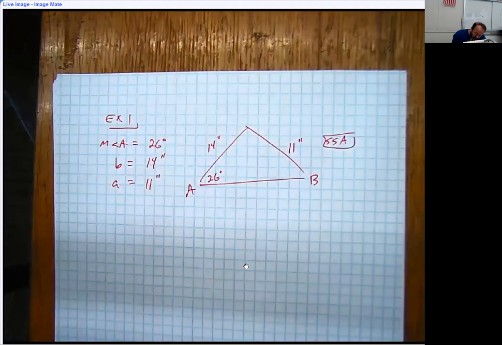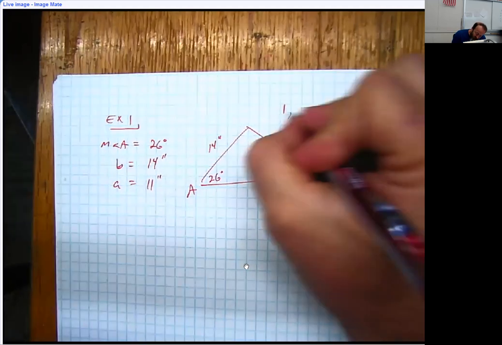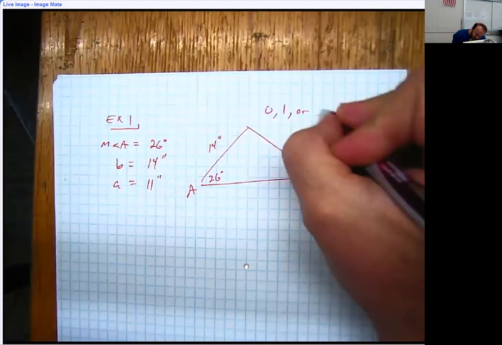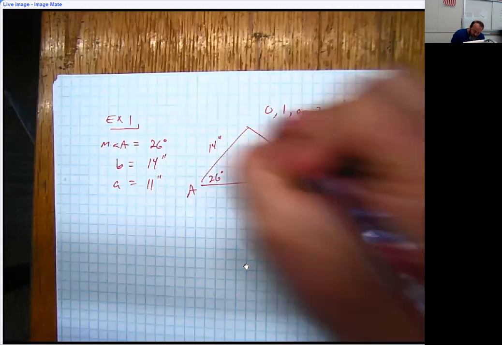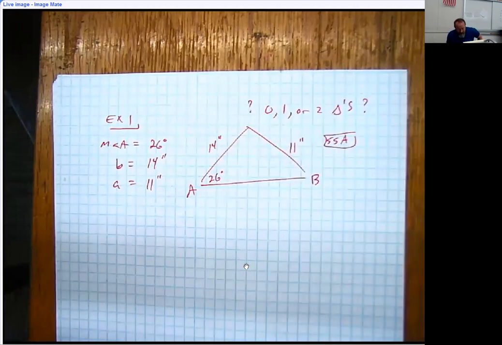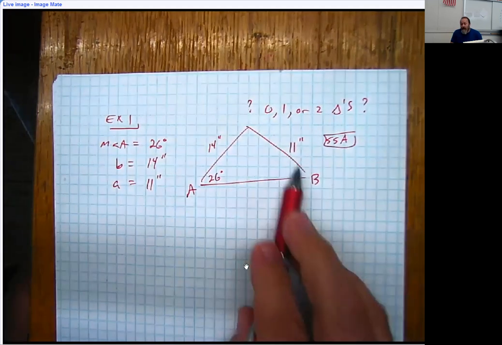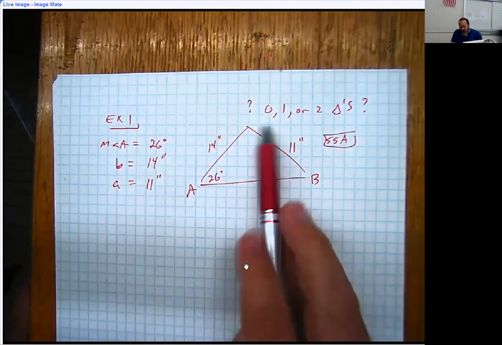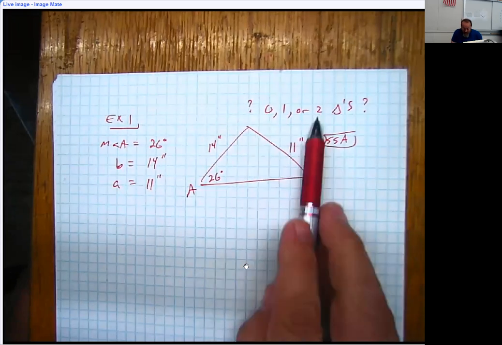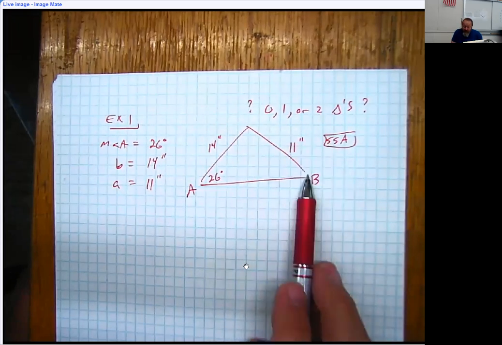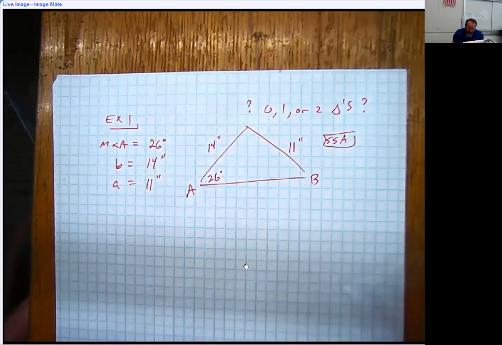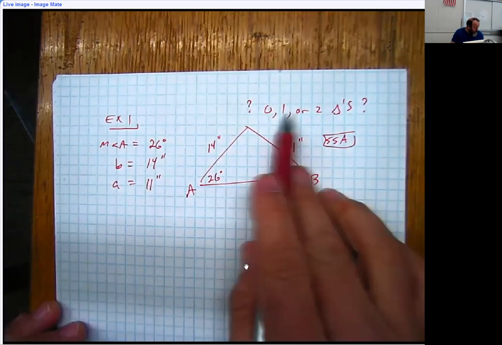So the question is: is there one, is there zero, or is there two triangles? That's my question. Which one is it? Well, in other words, is this side long enough to reach? If it is, it can't be zero. Or is it just the wrong length, to where I could swing the side over here and it would land right in here somewhere? So we're going to find out if it is going to be one of these two cases.